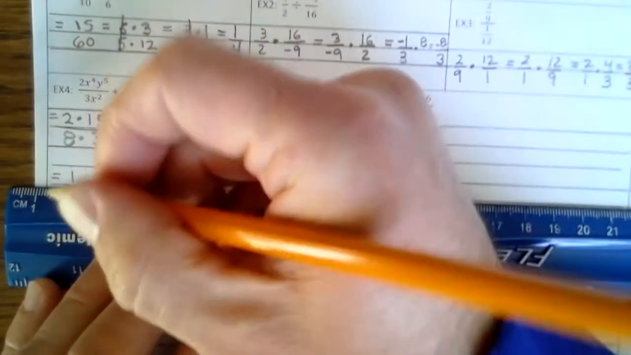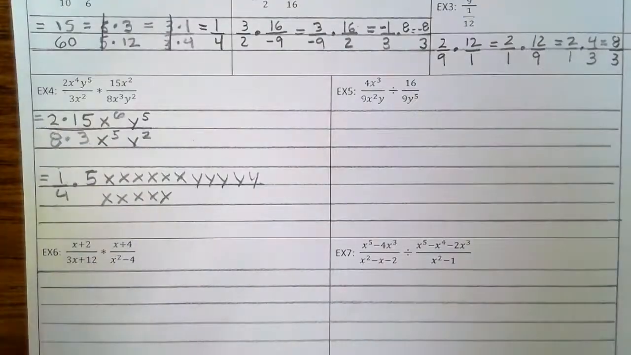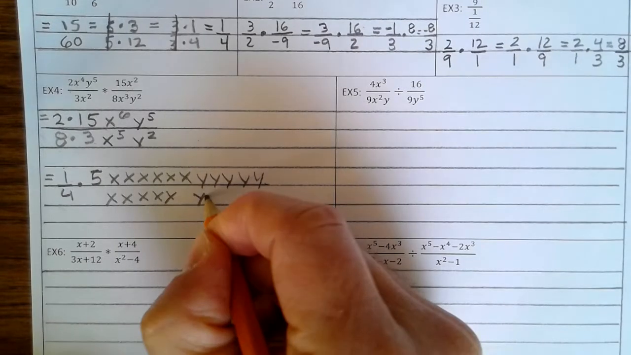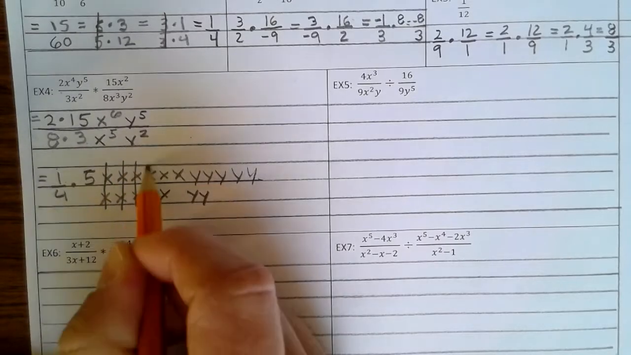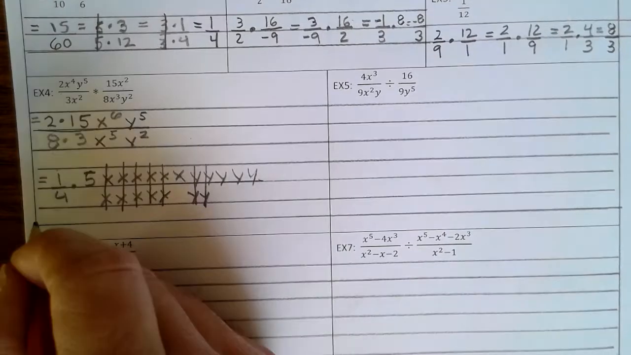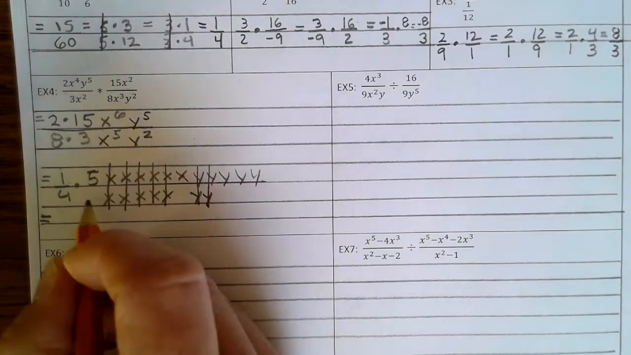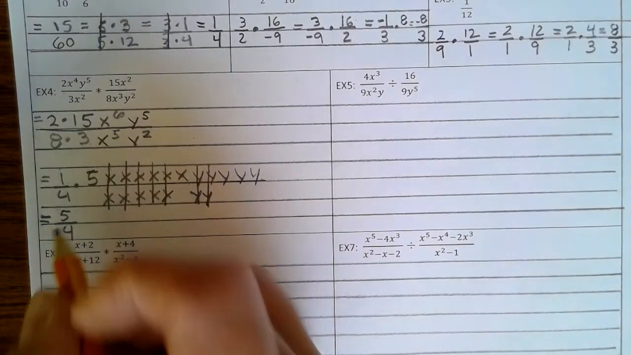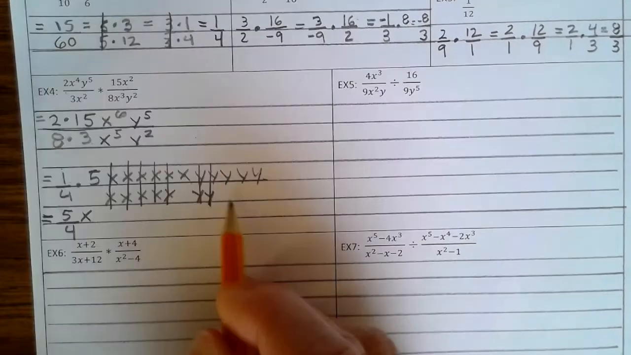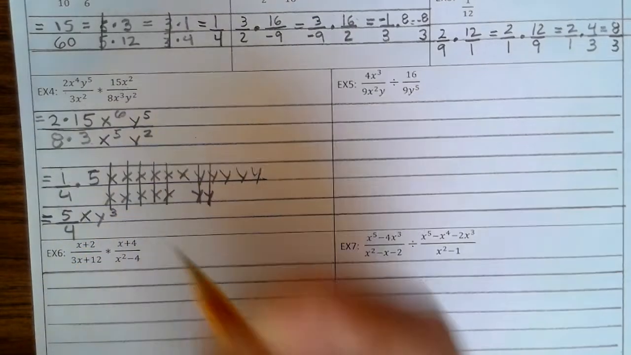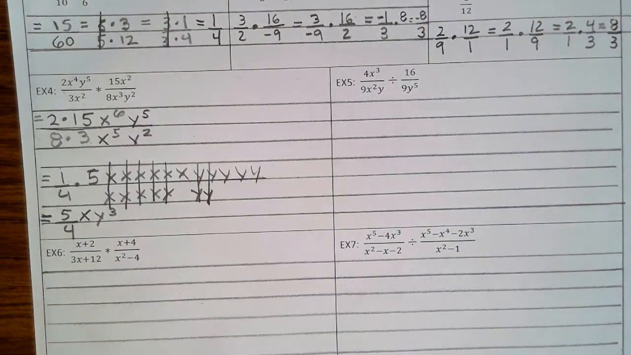Okay, and then we have 2y, so 1, 2. Now, anything divided by itself is 1, so this divides and becomes 1. So your final answer is 5 divided by 4. You have 1x in the numerator, 1, 2, 3y, so that's y cubed. Okay? All right, example 5.